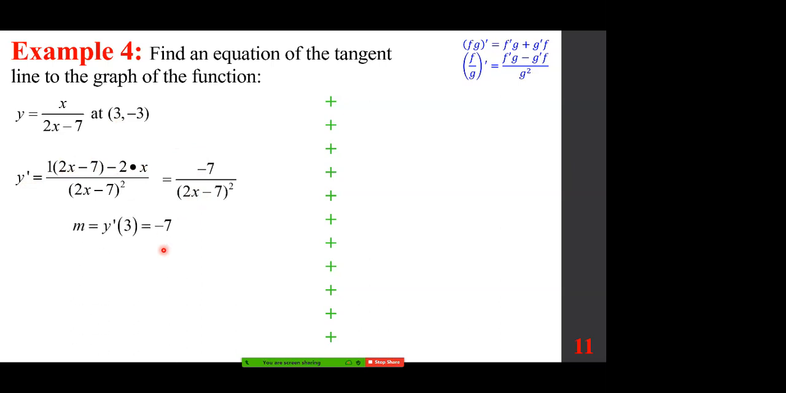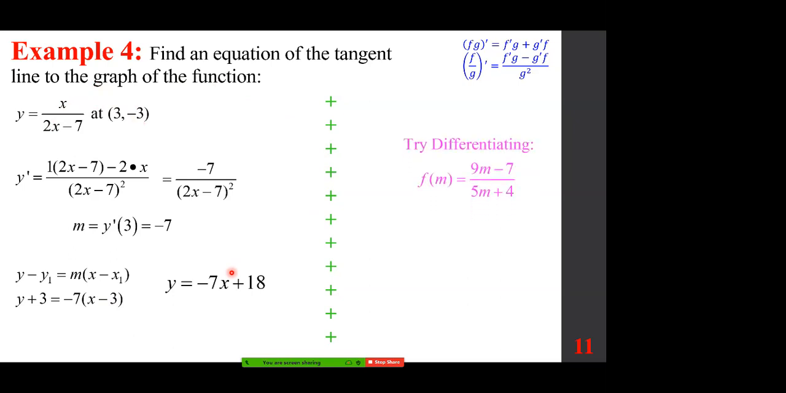Y minus y1 is m times x minus x sub 1. This is the point slope form we are going to use. So y minus negative 3, that means plus 3. M, that means minus 7. X minus 3, and simplify, and this is what you get. By the way, the pair works for the original function. It should work for this tangent function also.